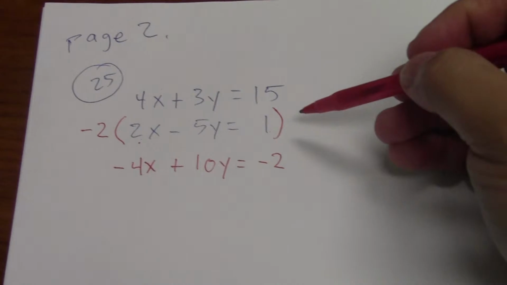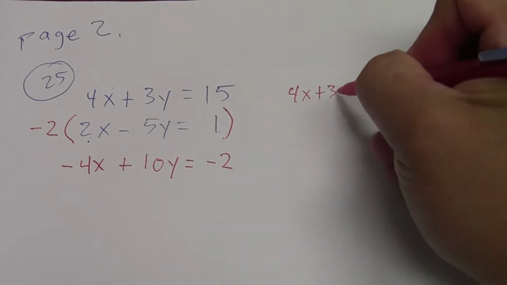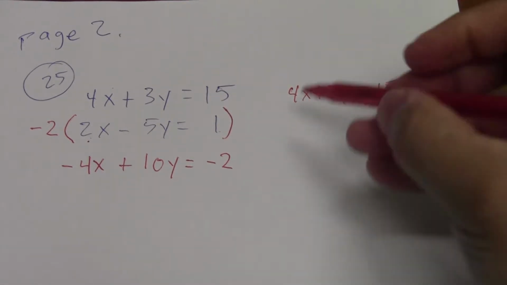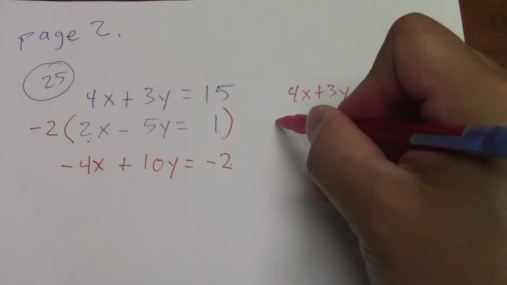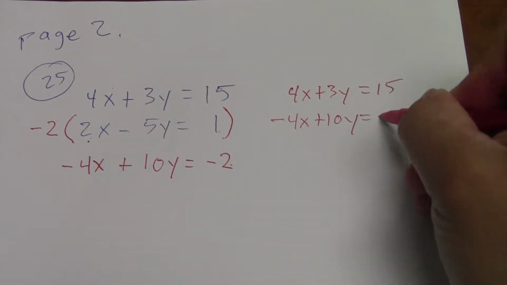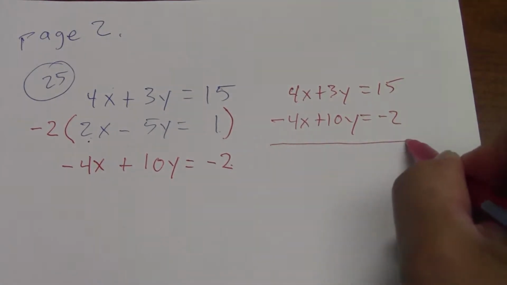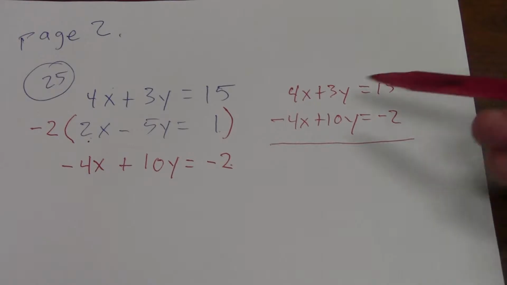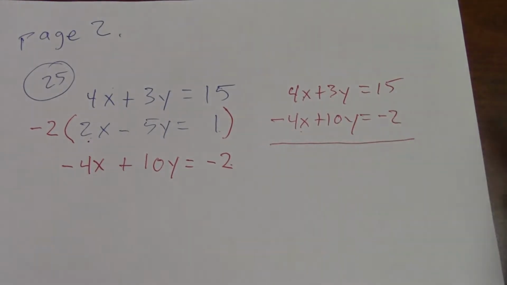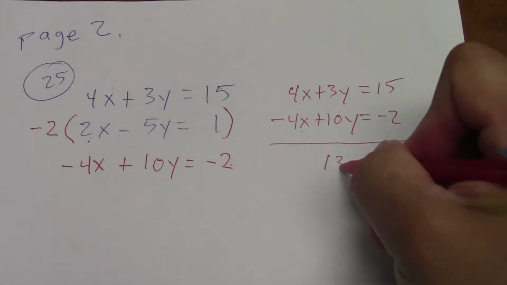Let me rewrite it to make it a little easier to look at. So 4x plus 3y equals 15, that's this equation. And then I'm going to put this one underneath it: negative 4x plus 10y equals negative 2. Now I can do the same thing I did on the other page. Put a line underneath. Positive 4x and negative 4x cancel out. There's nothing there, 0. 10y and 3y is 13y.